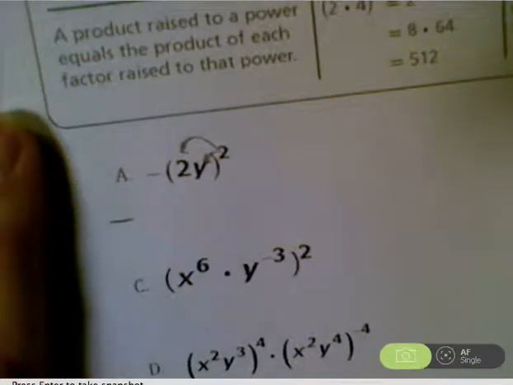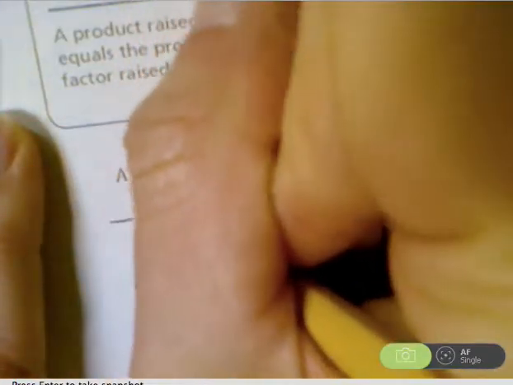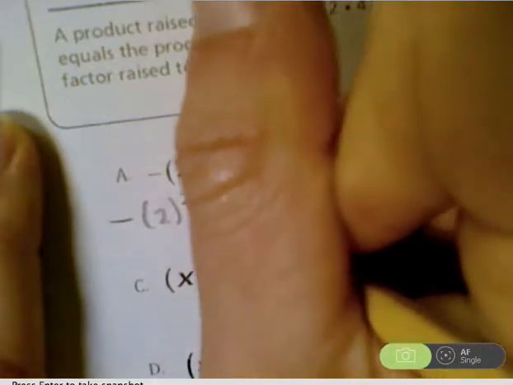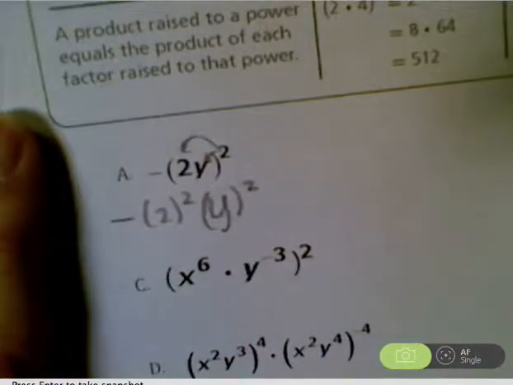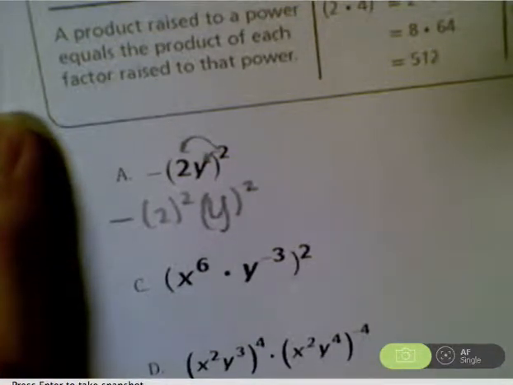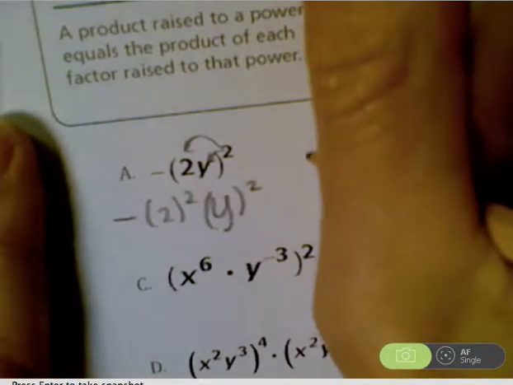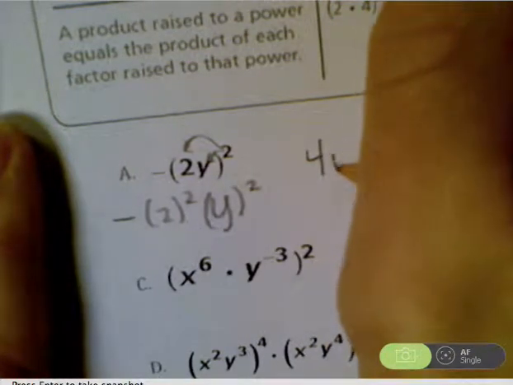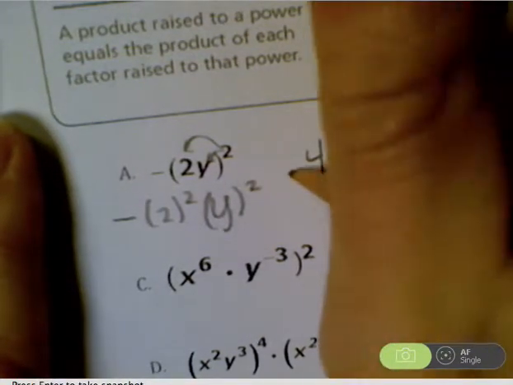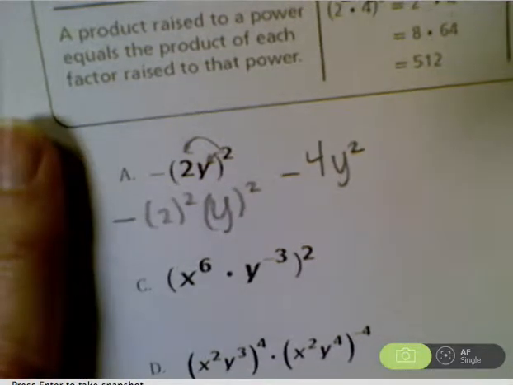Okay, so the negative sign, like I said, we're just going to leave it alone for now. This is like having negative 2 squared, or 2 squared times y squared. Okay, 2 squared is what? 4. Y squared is just y squared. And that negative, again, just stays where it was.